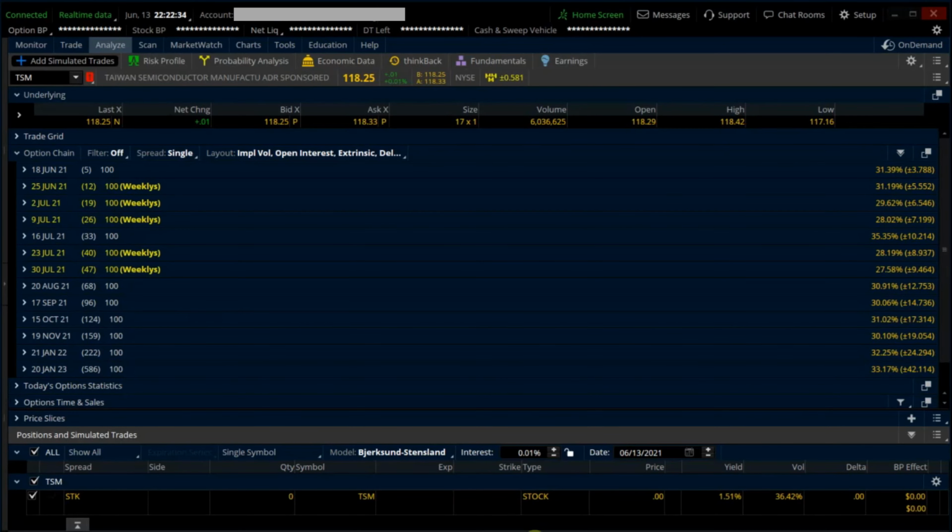So moving on to the option chain for TSM. So this is a list of option chain available for TSM. Today is the 13th of June. So I'll start off with the long call position of the diagonal spread first.